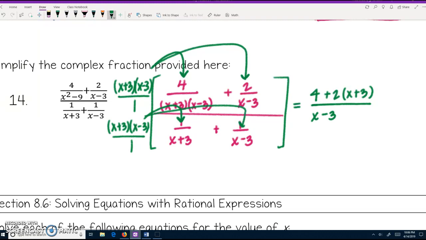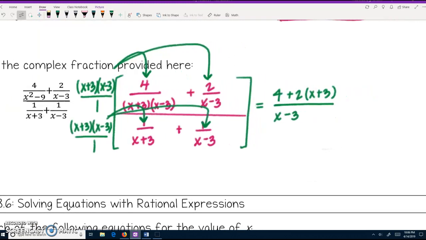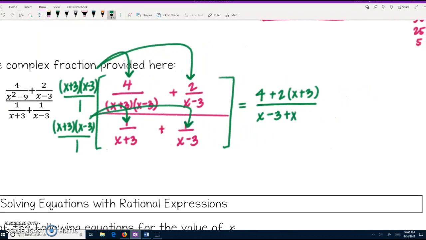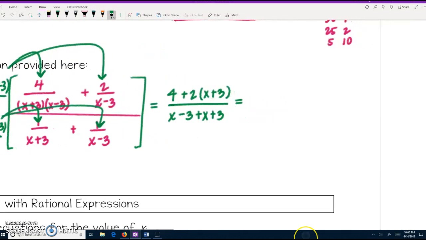And then when I come over to the x minus 3, the x minus 3's will cancel, and I will just have an x plus 3. So now let's combine like terms. This is going to be 4 plus 2x plus 6 up top. And then this 3 and this 3 will cancel, and I'll just have 2x here. So this will become 2x plus 10 over 2x.